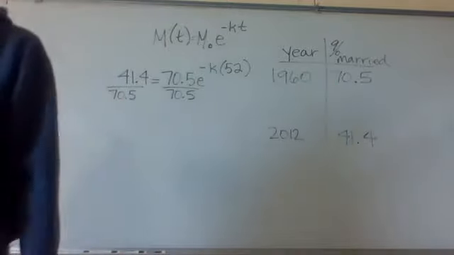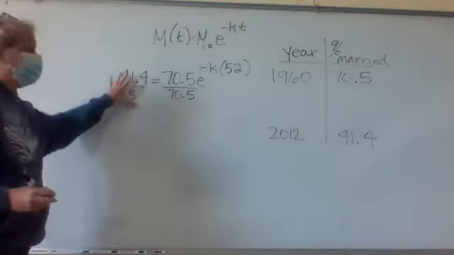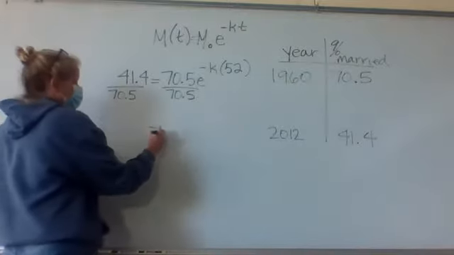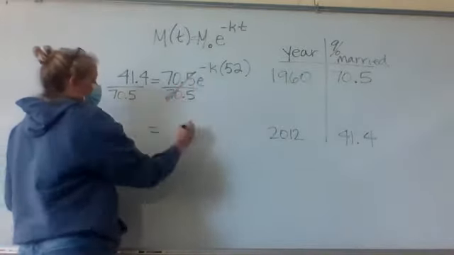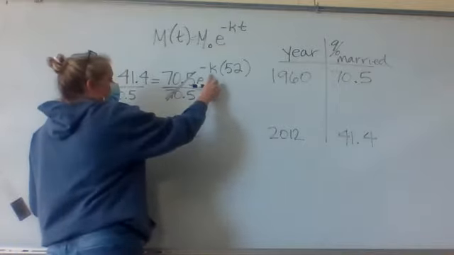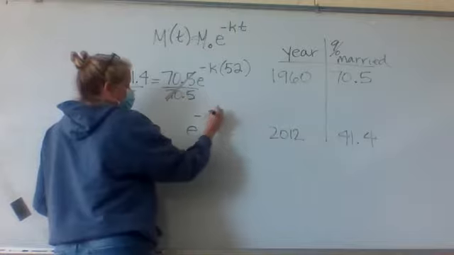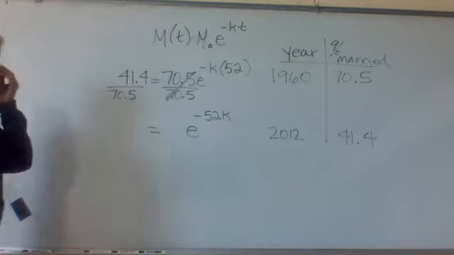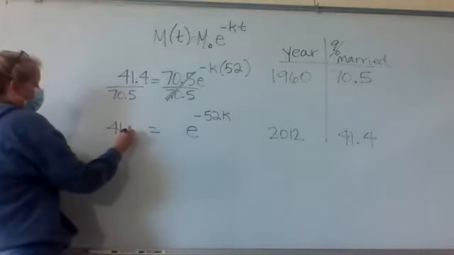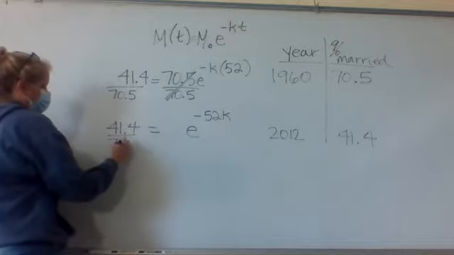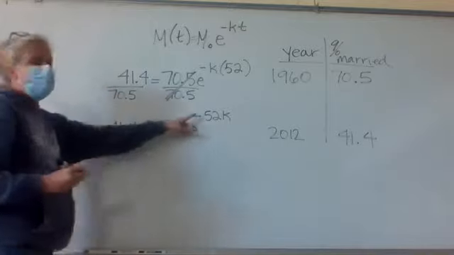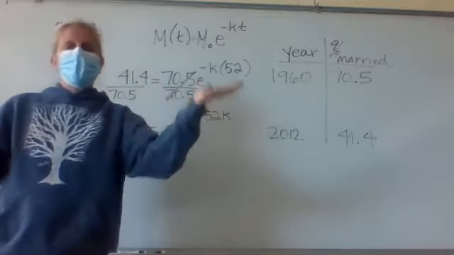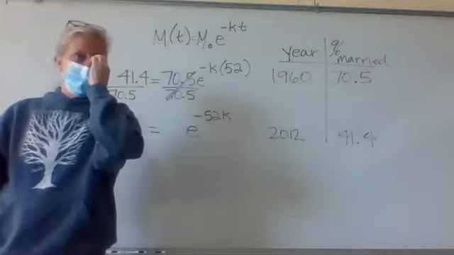Now remember, this is just like that first one where I'm going to create a big math problem over here and type it in my calculator at the very end. So I cancel the 70.5 here. I still have E. Now I have negative K times 52. I'm just going to write that as negative 52K. On the left, I'm just going to keep this fraction going: 41.4 over 70.5. Now it's time to ln both sides to bring that negative 52K out of its exponent.